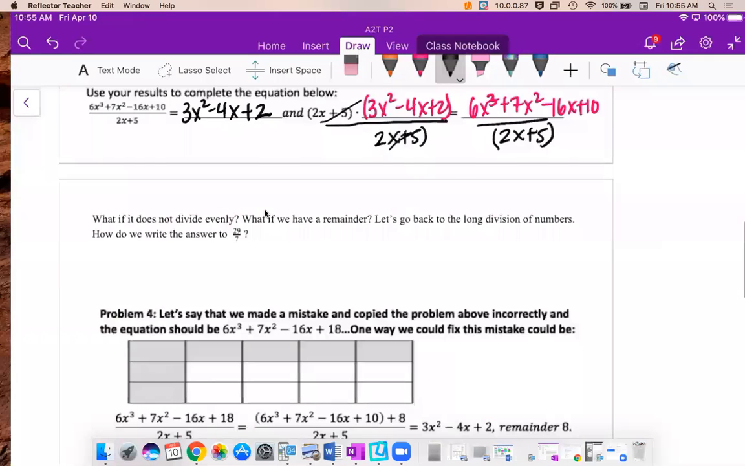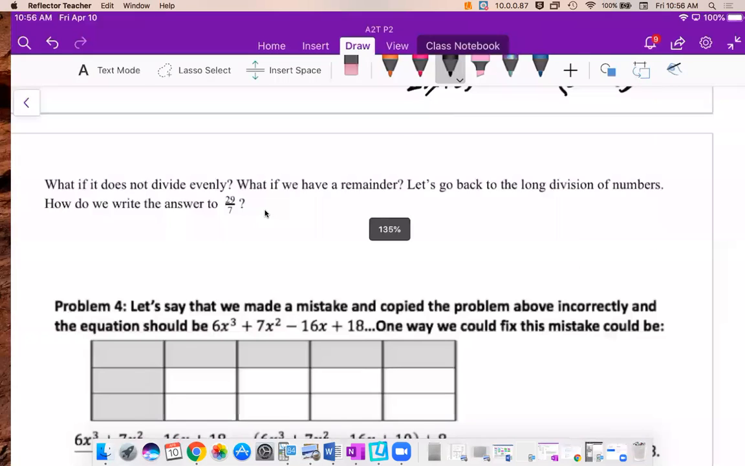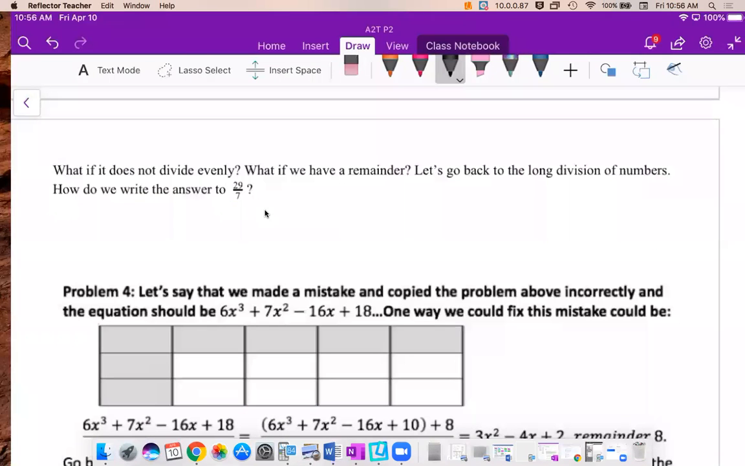Okay? So then what happens if we do have a remainder? And don't worry guys, I'm going to go back and do more examples of this. This is just the beginning. So it says, what if it does not divide evenly? What if we have a remainder? Let's go back to long division of numbers, and how would we write the answer to 29 divided by 7?